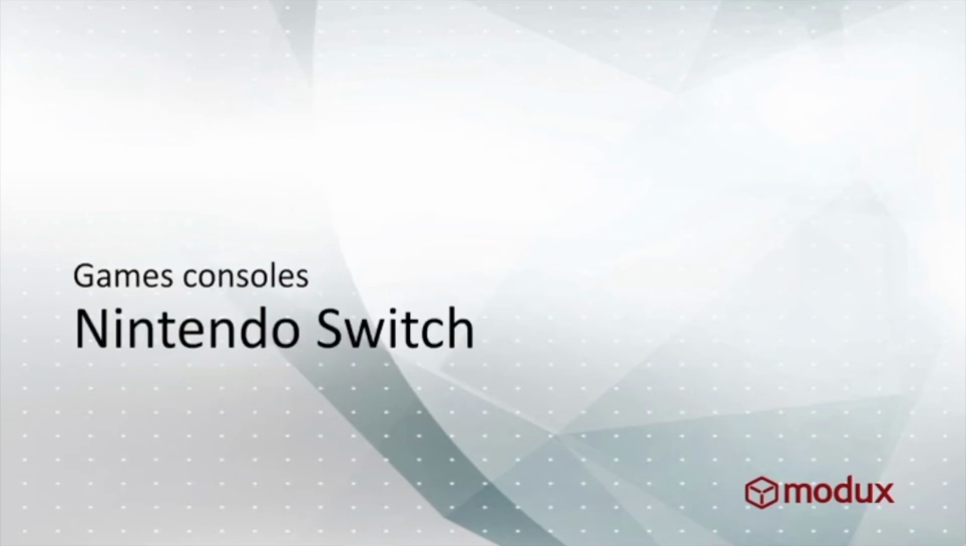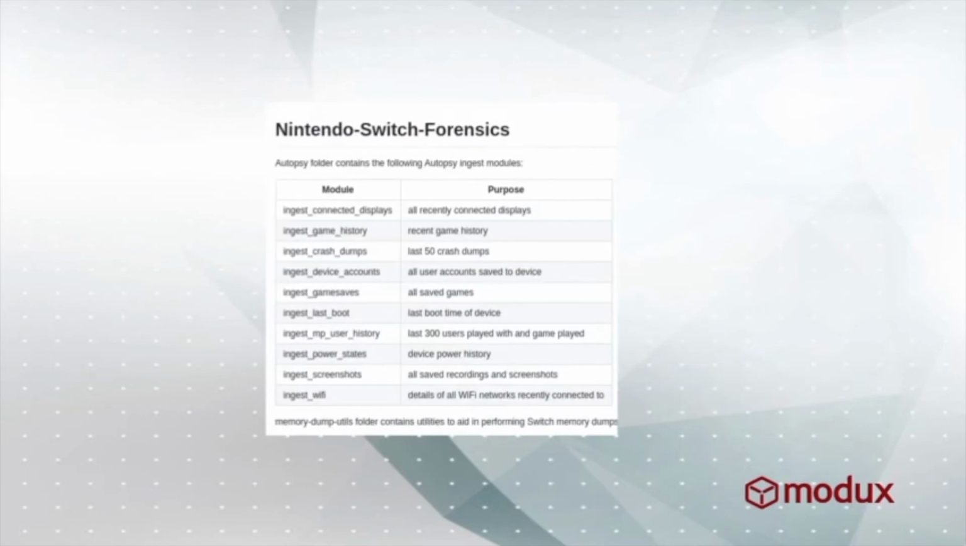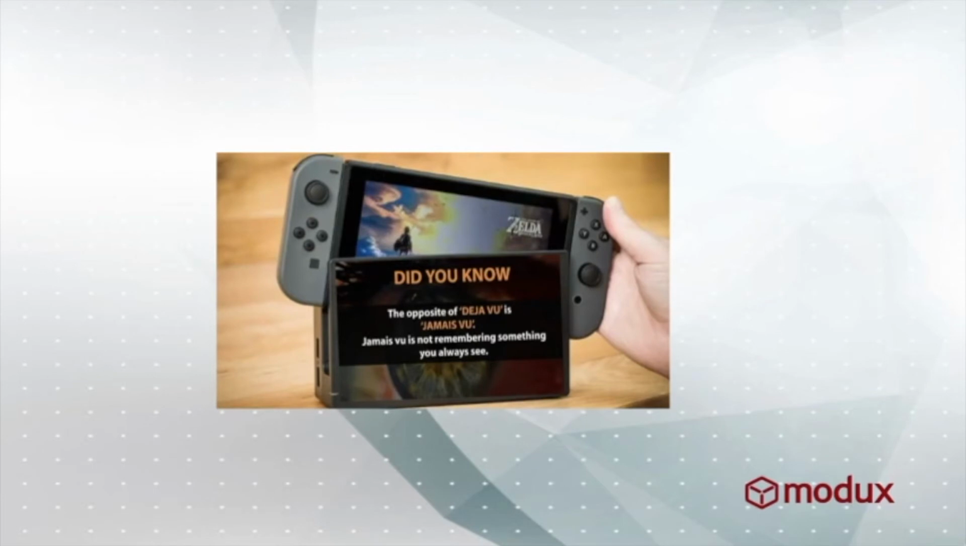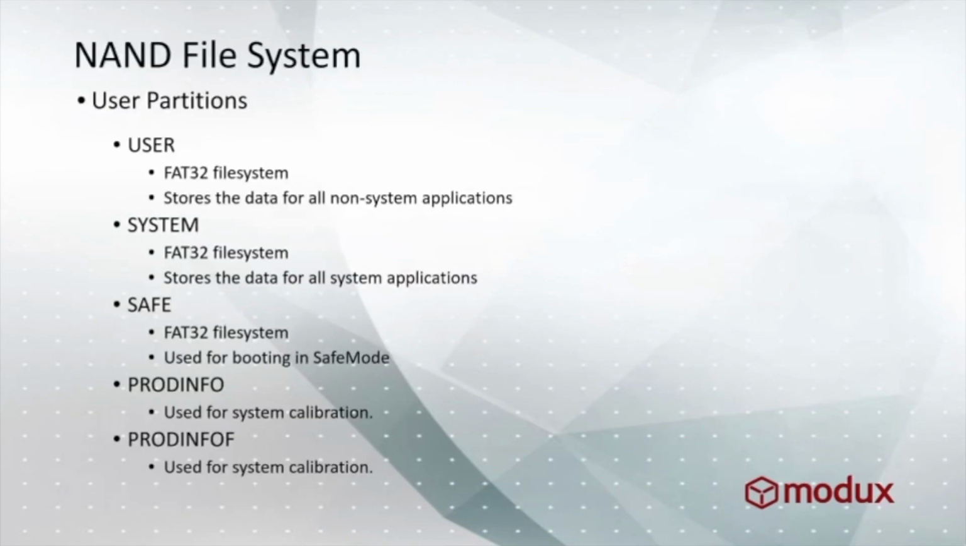And we looked at the Nintendo Switch. Why the Switch? Because it's very widely used and it's also portable. We developed 10 separate modules as part of a suite for analysis of an extracted device. We extracted data from the NAND flash memory using an exploit called the Deja Vu exploit that works against the NVIDIA Tegra processor. We then were able to see the contents of the NAND file system.